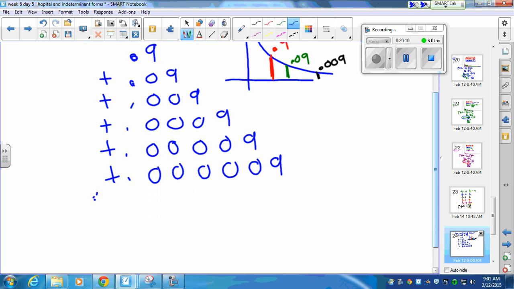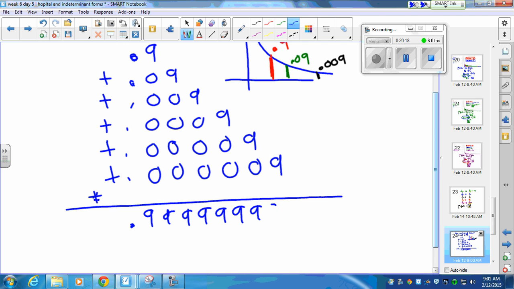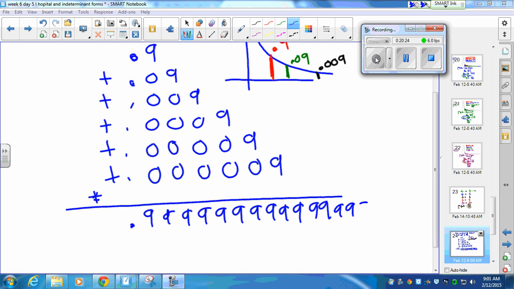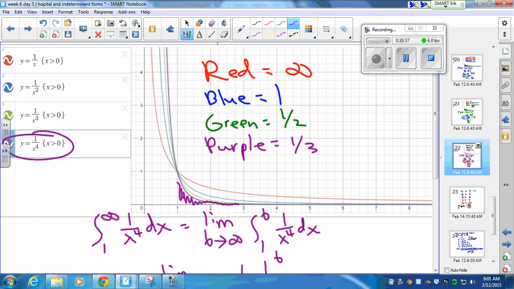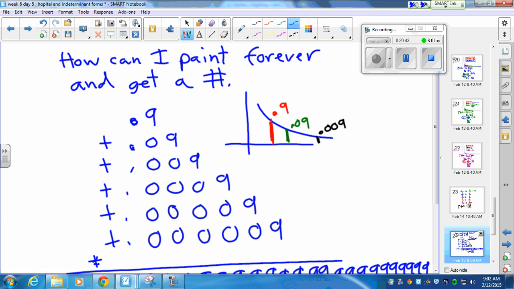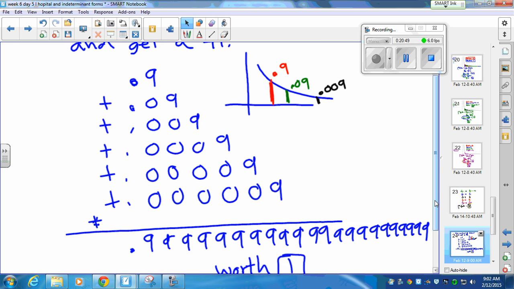And if you do this forever, then you get 0.9999, 9999999. Every day I'm adding a 9 to this. What is 0.999999999 worth? Worth 1. And that's kind of like that 1 gallon of paint that we had on this blue example. Okay. So there is a way just with a number that I showed you where you can add forever, but it doesn't pop out to infinity. It popped out to 1.